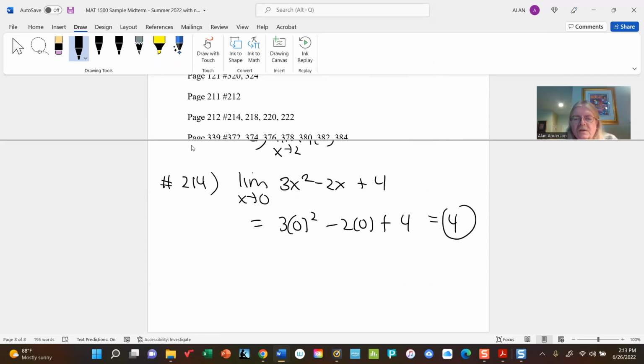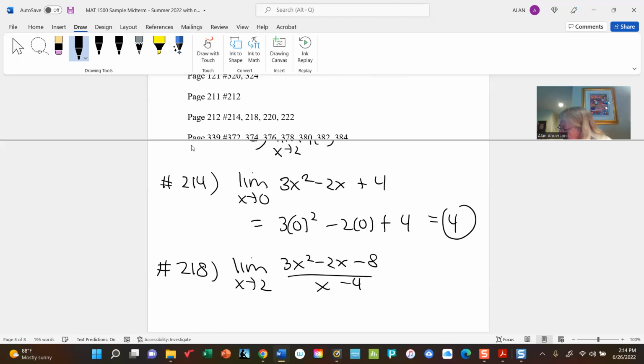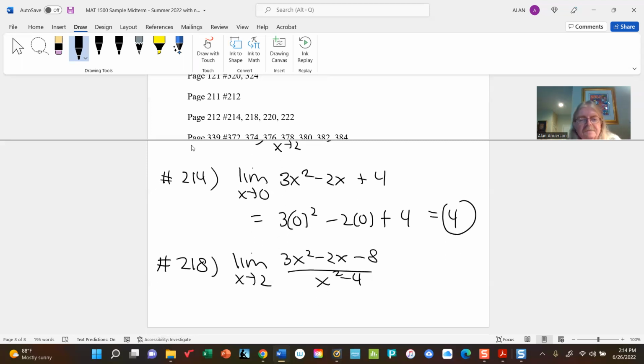Direct substitution led us to the answer. As long as it doesn't lead to division by 0 or something like that, we can always use direct substitution. But 218 is a little different. 218, we have a problem. 3x squared minus 2x minus 8 over x squared minus 4. We can see where the problem is here.